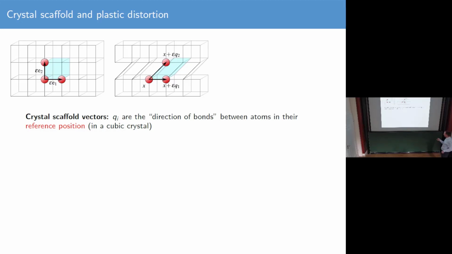I've pinned the atoms. So these I call the scaffold vectors, or we call the scaffold vectors, and these are the direction of the bonds between atoms in their reference position.